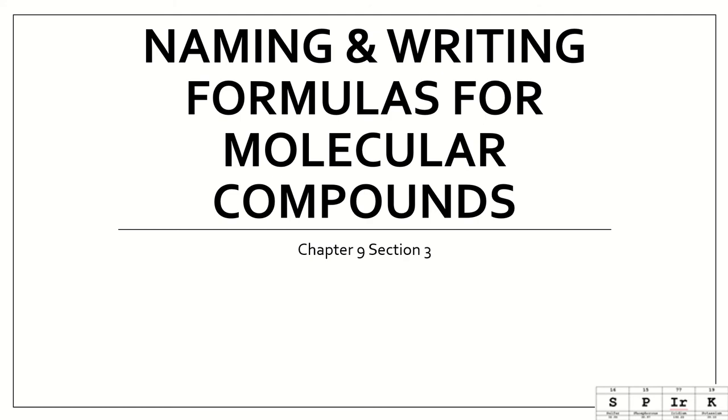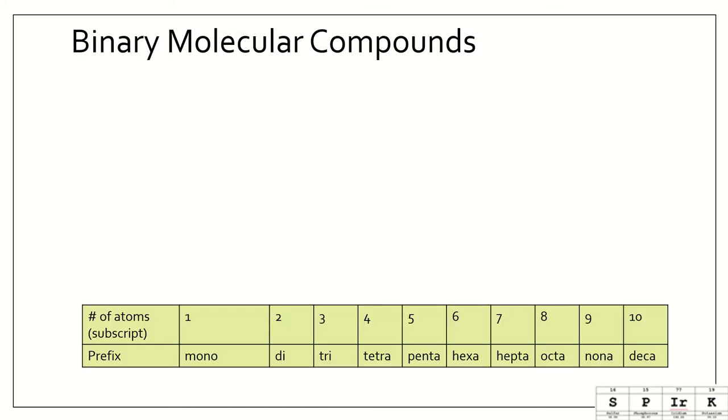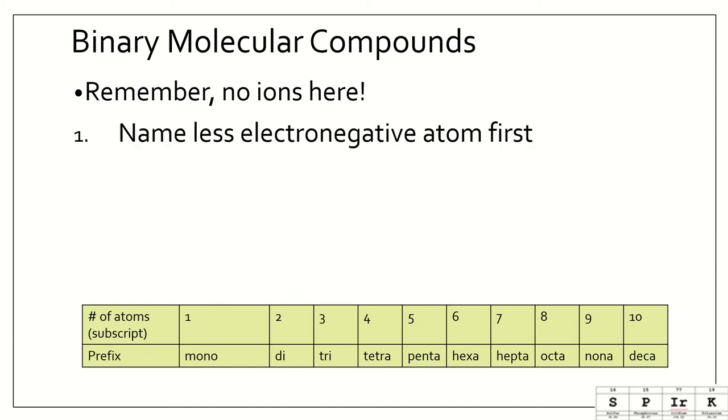This is Mr. Spurk, and this is your Chapter 9, Section 3 notes on naming and writing formulas for molecular compounds, which tends to be everybody's favorite section. So binary molecular compounds, remember that there are no ions in molecular compounds. These are strictly nonmetals. Remember, this is where we have sharing of electrons.